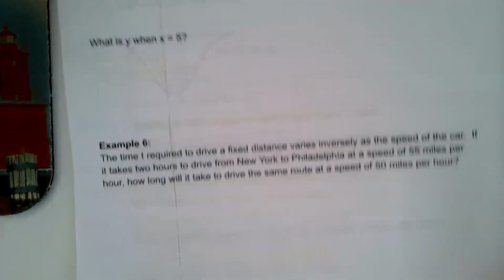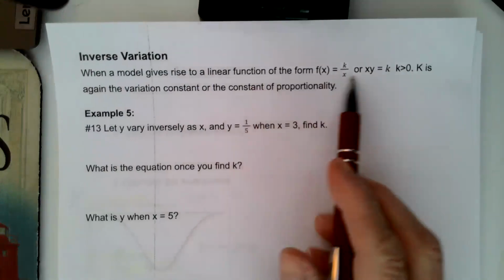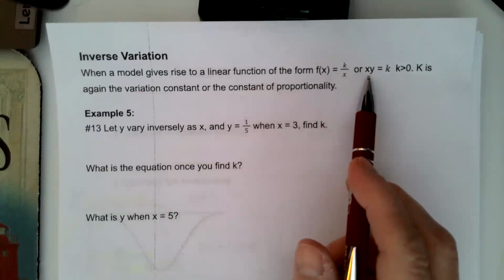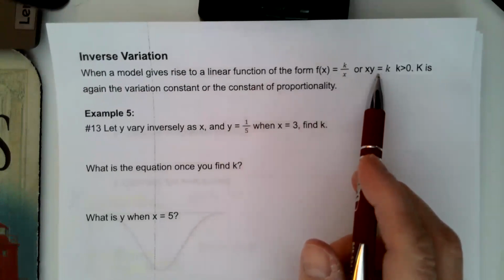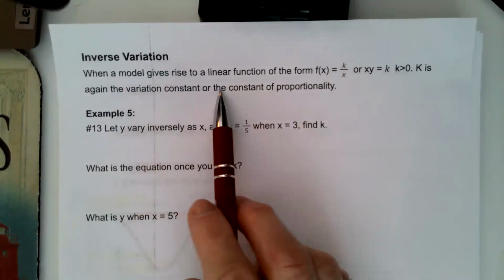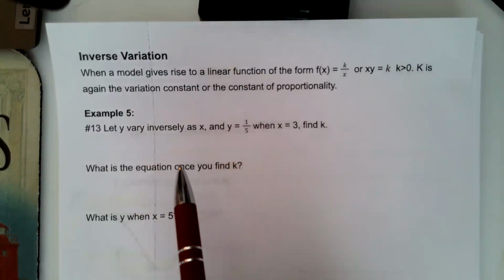Now, inverse variation works just the opposite. So when a model gives rise to a function of the form y equals k over x, or you might do x times y equals k, again the variation constant, or the constant of proportionality, is k. So this is inverse variation.